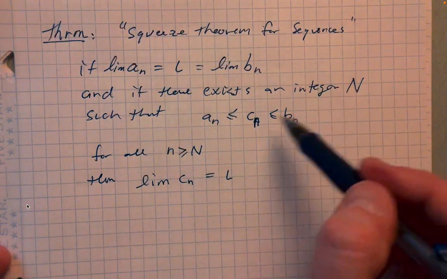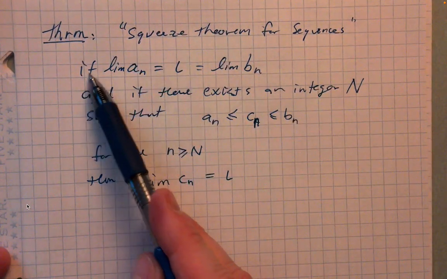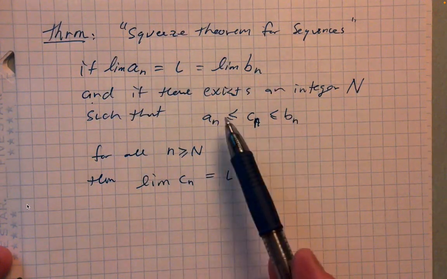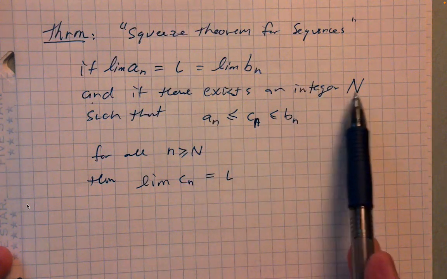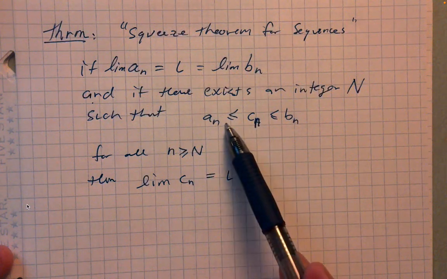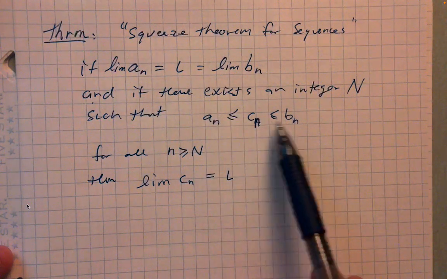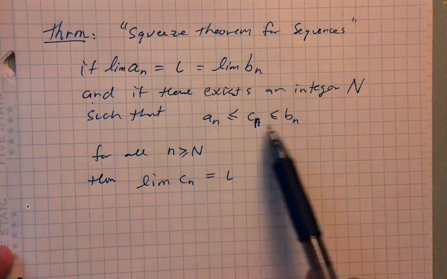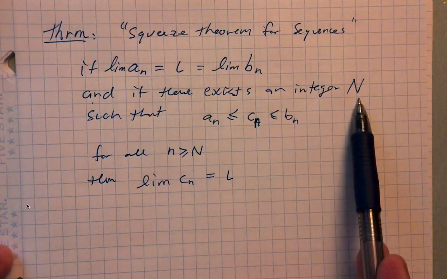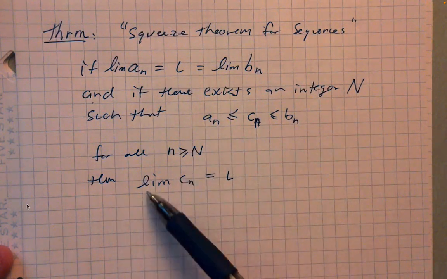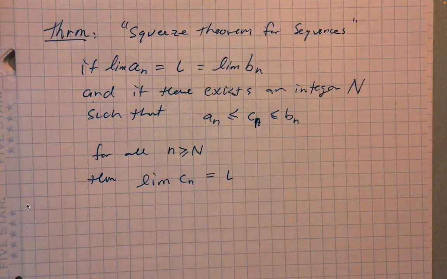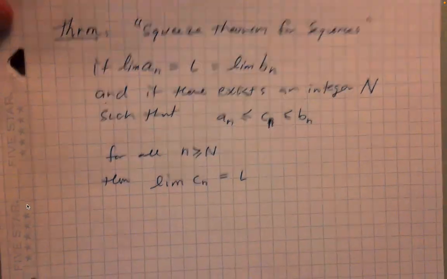right? So if a of n and b of n have the same limit, and if there's this third sequence c of n such that once you get far enough out on the natural numbers or the positive integers, all of the a terms are smaller than c and all of the b terms are larger than c, right? If this holds for all n greater than some integer N, then the third sequence will have the same limit, right? Now let's see an example.